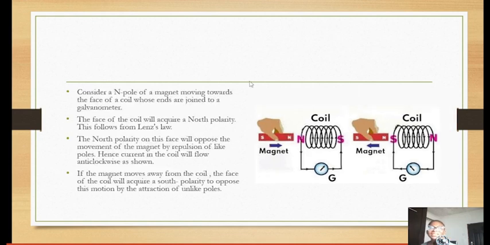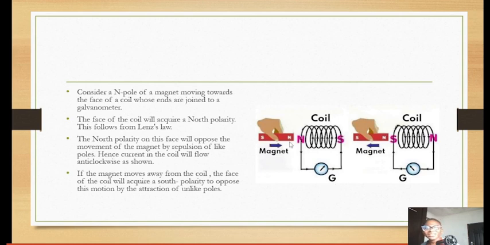Consider the north pole of a magnet moving towards the face of a coil whose ends are joined to a galvanometer. You can see the galvanometer. The face of the coil will acquire a north polarity. This follows from Lenz's law. The north pole is coming here, so this end of the coil is going to acquire north polarity. The north polarity on this face will oppose the movement of the magnet by repulsion of like poles. Hence, current in the coil will flow anti-clockwise as shown.